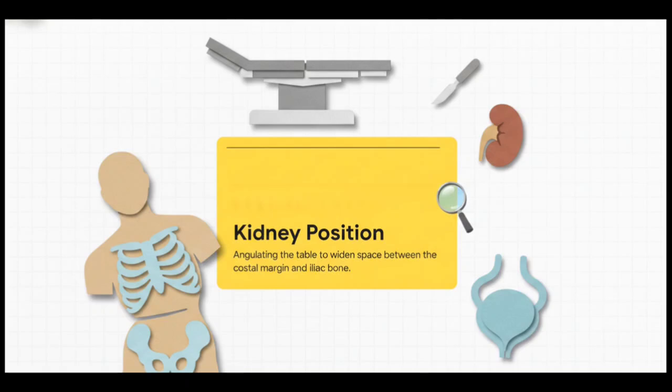But there is a very specific variation here called the kidney position. This is a modified lateral posture achieved by literally breaking or angulating the operating table right at its summit. By bending the table like this, we physically widen the space between the patient's costal margin and their iliac bone. It dramatically aids urological and retroperitoneal access. It's a really clever table maneuver.